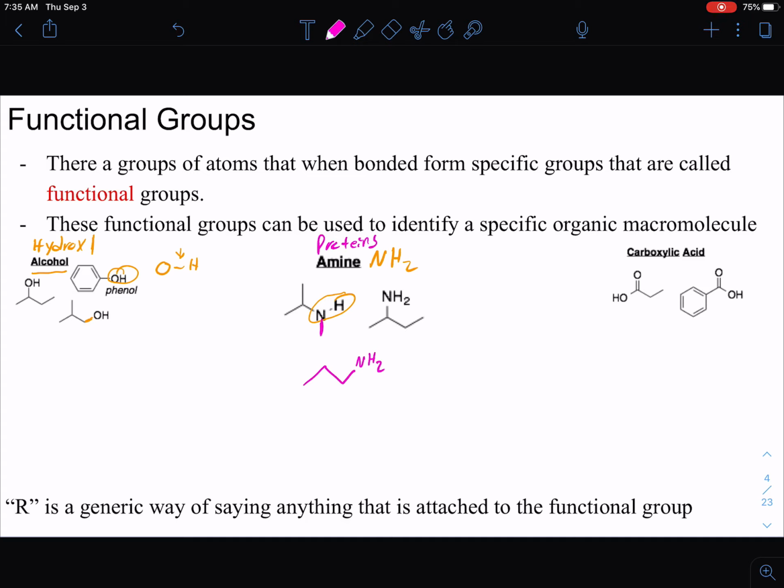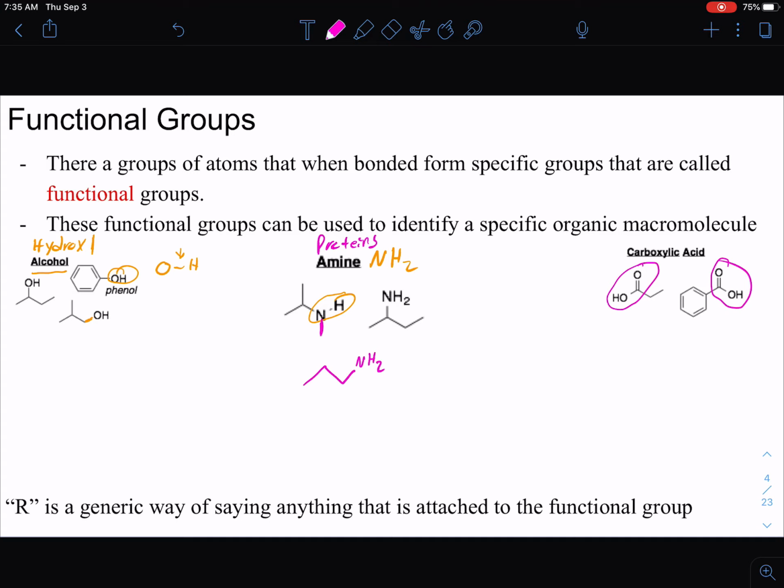Then the last group is a carboxylic acid. This one looks like an alcohol, but it's not. It has that OH group here, but it has more attached to it. It has an OH with a double bonded O. Those 2 lines are double bonds. They're only going to show up at the end of molecules, either on the far left or the far right end, because of how they're put together.